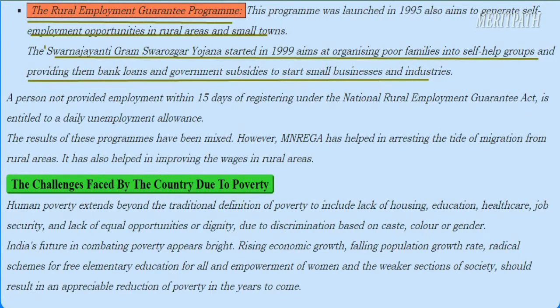Swarna Jayanti Gram Swarozgar Yojana started in 1999. It aims at organizing the poor families into self-help groups and also providing them bank loans and government subsidies to start small businesses and industries. A person not provided employment within 15 days of registering under the National Rural Employment Act is entitled to a daily unemployment allowance.